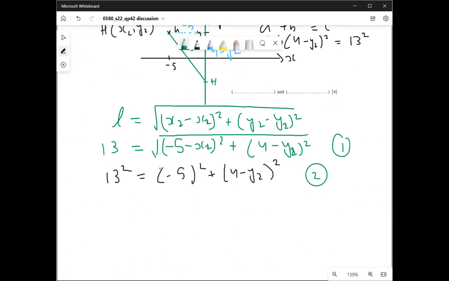Now let's simplify this a bit. Let's simplify equation number 2. Tell me, how do I simplify it? 13 square, what is 13 square? 13 into 13, 169. And minus 5 square is 25.